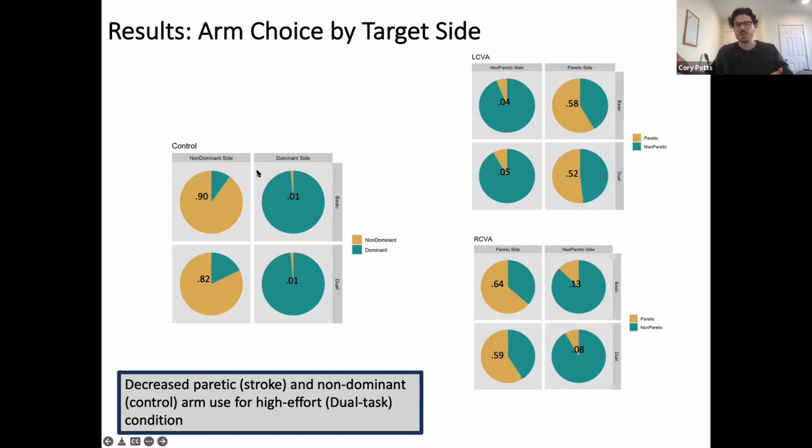So this is in line with their predictions. Essentially, as task demands are increasing, as attention is absorbed elsewhere, they're defaulting to use of the right arm, even if to use it would mean crossing the midline, doing this kind of inefficient reach.